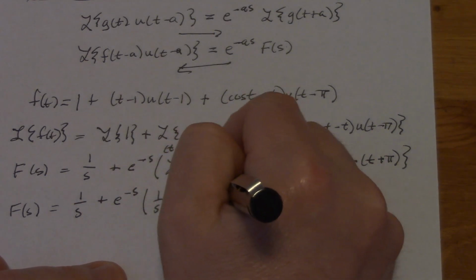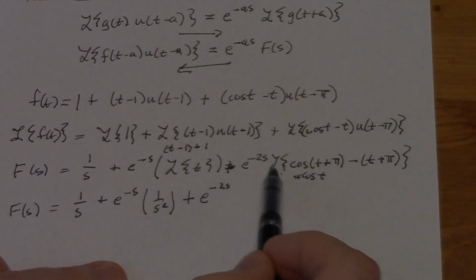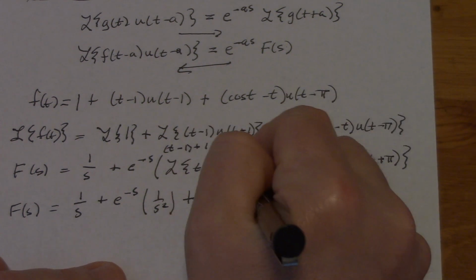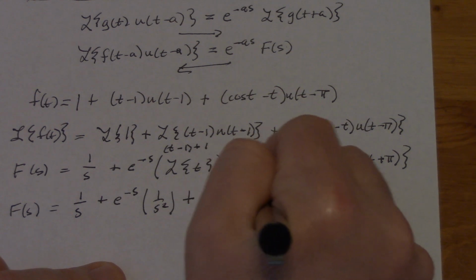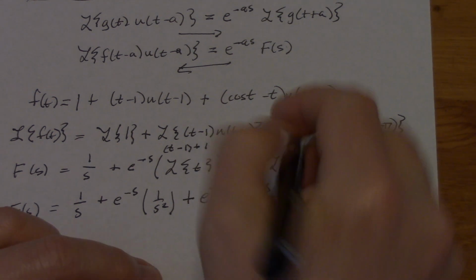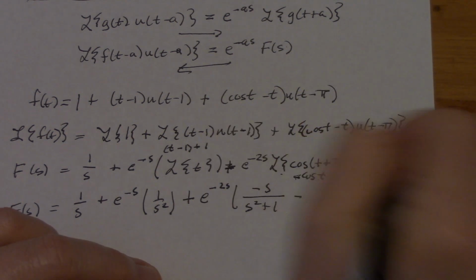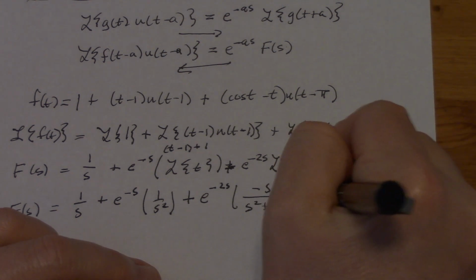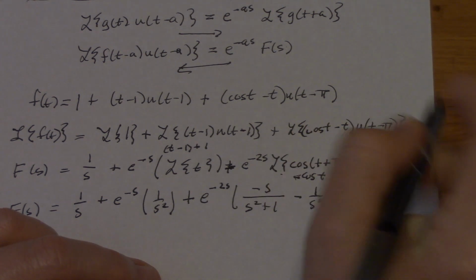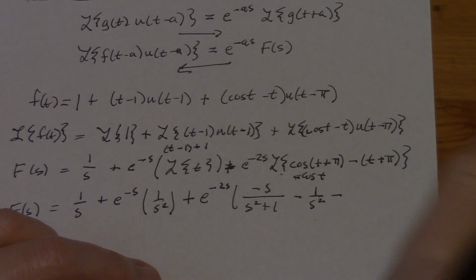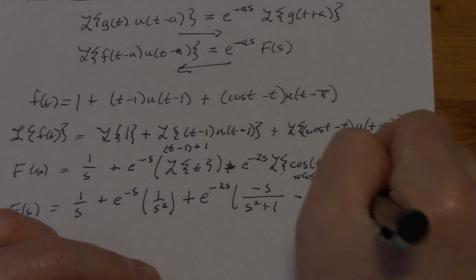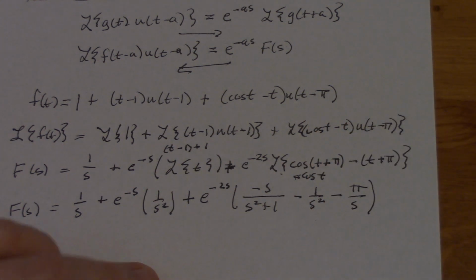So this is e to the minus pi s. The transform for negative cosine would be minus s over s squared plus 1. And then minus, the transform for t is 1 over s squared. And the transform for pi would be pi over s. And there you go. That's the Laplace transform of a Heaviside function.